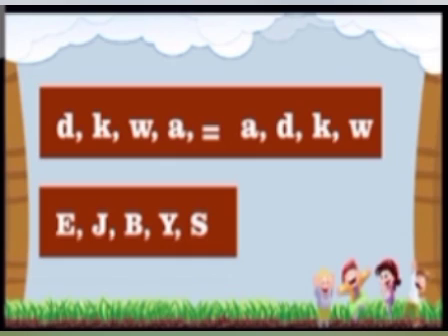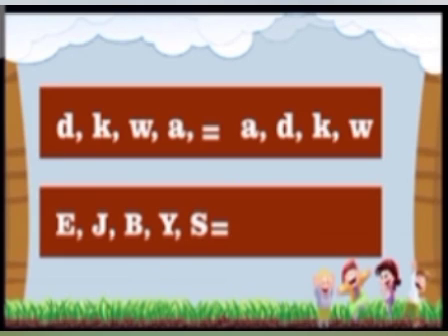Now E, J, B, Y and S. Now of these which letters come first? Yes, it is B. After that A, B, C, D, E. So E. After B, E will be there. Then after that J. Then it will be S. And lastly it will be Y.